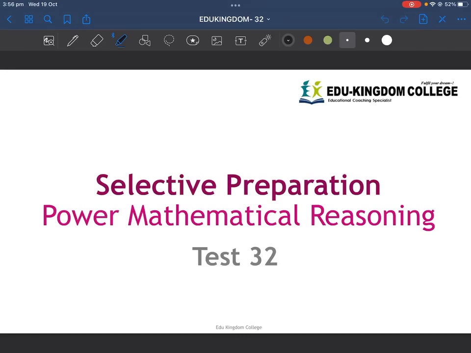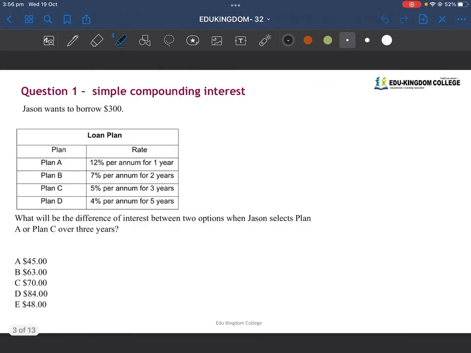Selective preparation, Power Mathematical Reasoning for Test 2032. We're just going to be going through the questions as always, but today we have a couple of questions that are quite interesting. So let's get straight into it. Question 1, simple compounding interest.